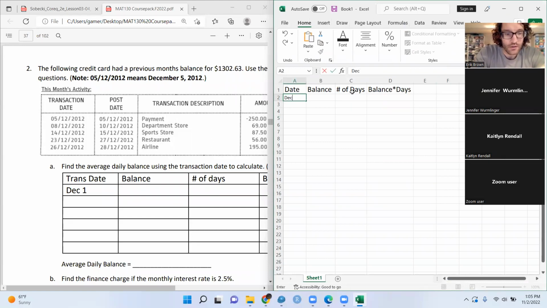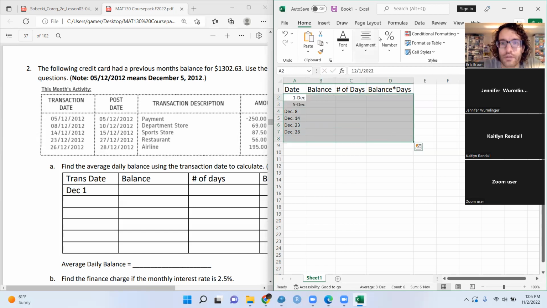So December 1, and then December 5, and then December 8, and then December 14, December 23, December 26. And then, of course, it might be worth noting that December has 31 days.